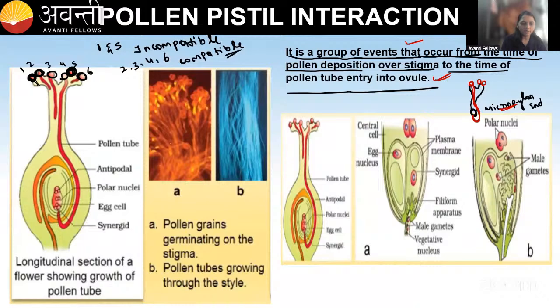And in the diagram, you can see here, so many pollen grains are there. They are germinated here. You can see so many pollen grains that are germinated here. Here also you can see pollen tube formation.